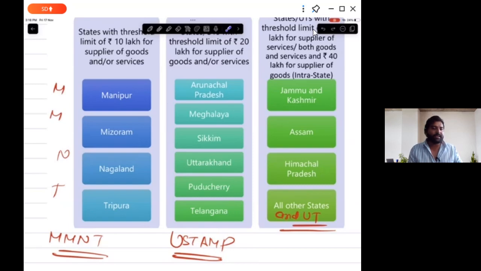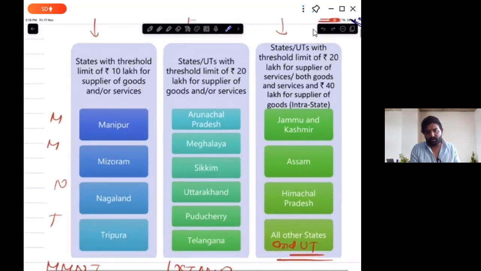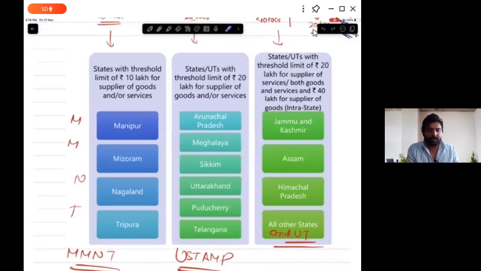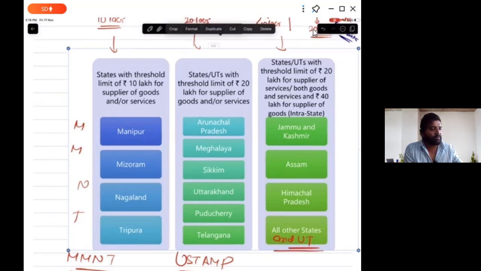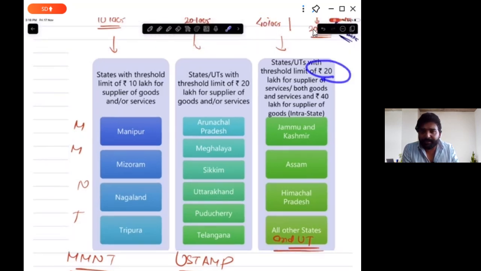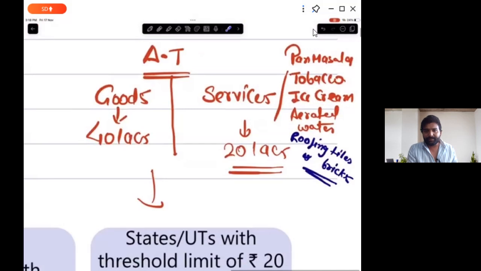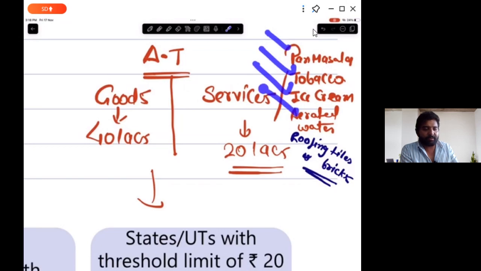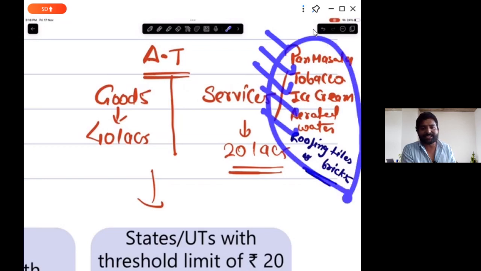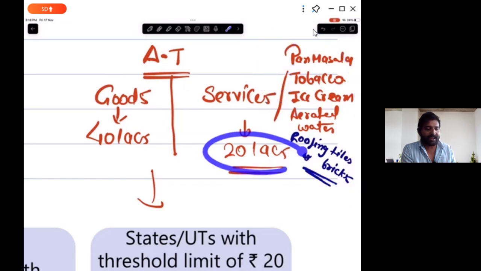And for all the other states, it will be 20 lakh for some specified goods and services, and for all other goods and services, it will be 40 lakh. So what are these specified goods and services? Looking at the above part of this screen: pan masala, tobacco, ice cream, aerated water, roofing tiles and bricks. For these, the limit is 20 lakh. For all other goods, it is 40 lakh.